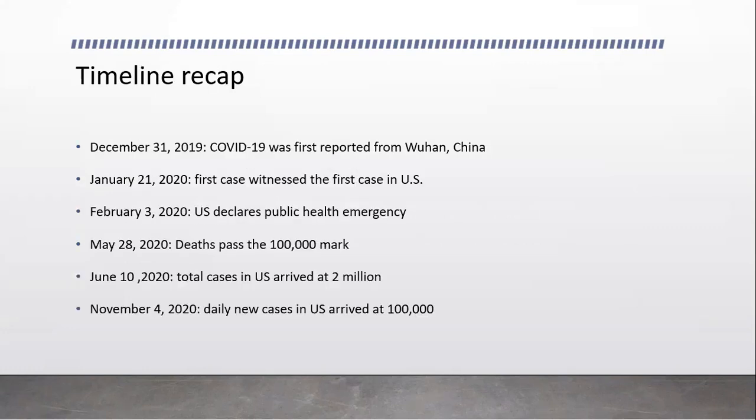A timeline recap of important events that took place during this pandemic so far: December 31st, 2019, the first COVID-19 case appeared in Wuhan, China. January 21st, 2020, the first case was witnessed in the United States. February 3rd, 2020, the United States declares a public health emergency. May 28th, 2020, deaths passed the 100,000 mark. June 10th, 2020, the total cases in the United States arrived at 2 million. And lastly, November 4th, 2020, the new daily cases in the United States arrived at 100,000.